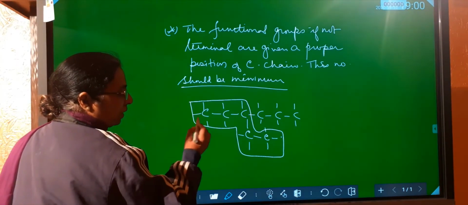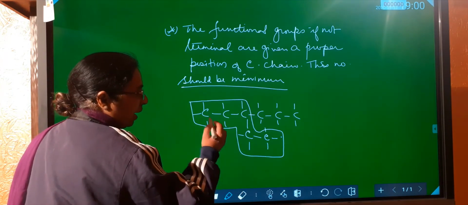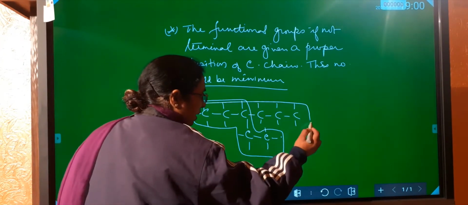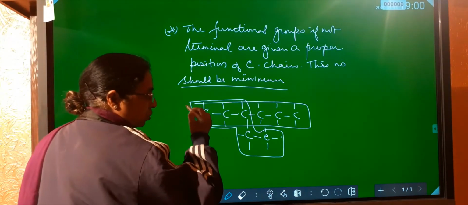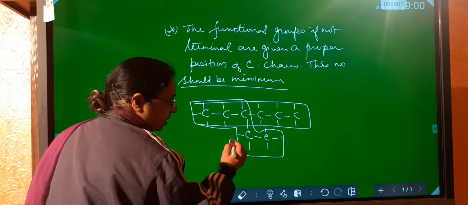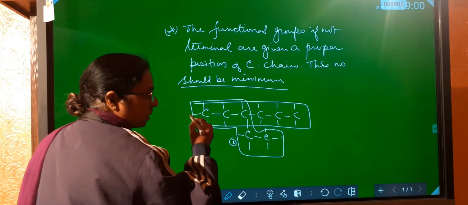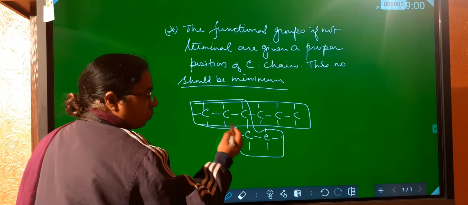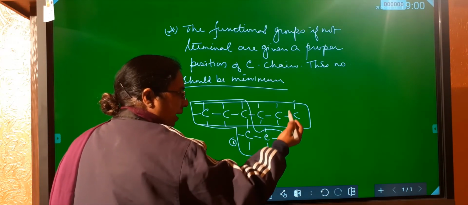Alright, if I write like this, then the root name becomes pentane, and the other chain is like this, so it becomes a hexane. If I am choosing this first one, then this becomes a pentane. If I am choosing this one, then this becomes a hexane. So I will be choosing the longest chain, that is hexane.